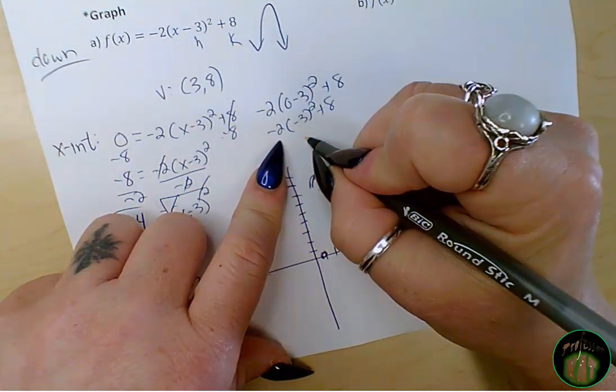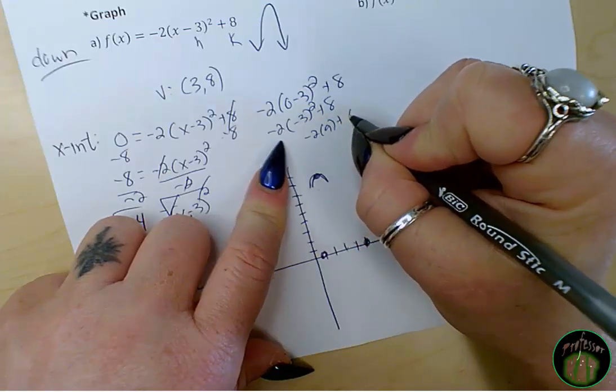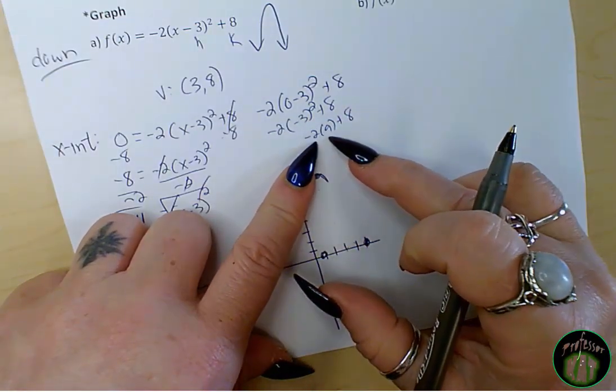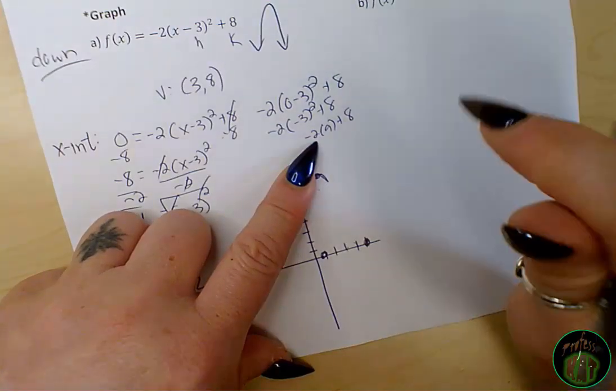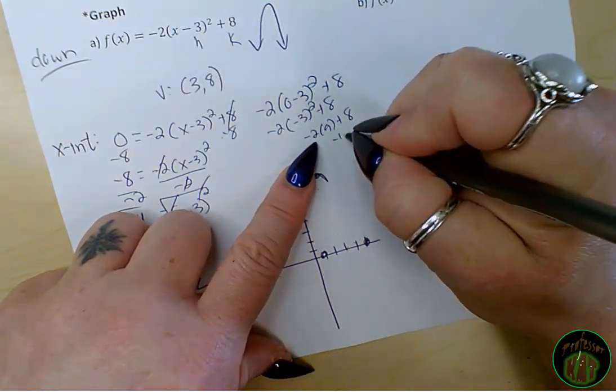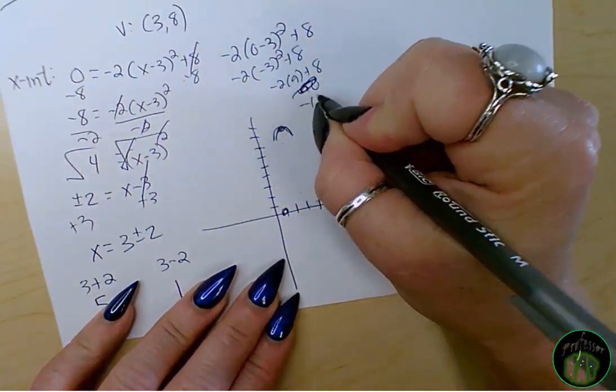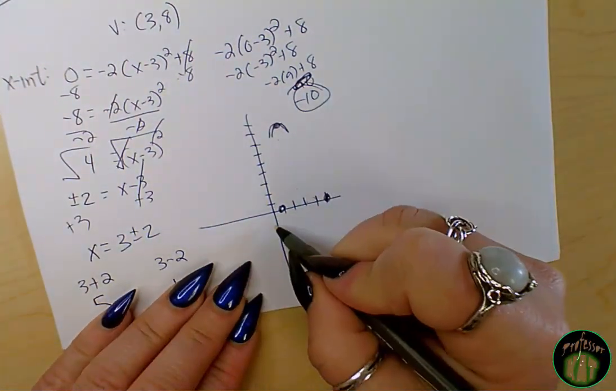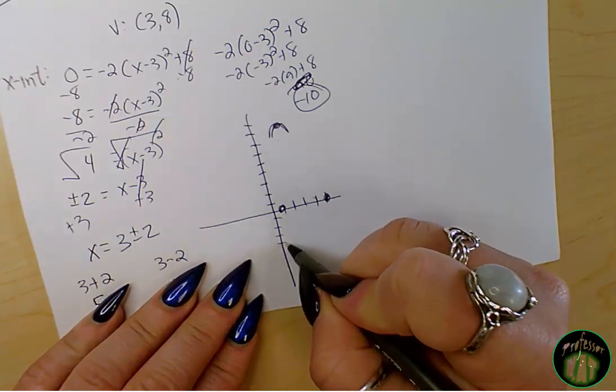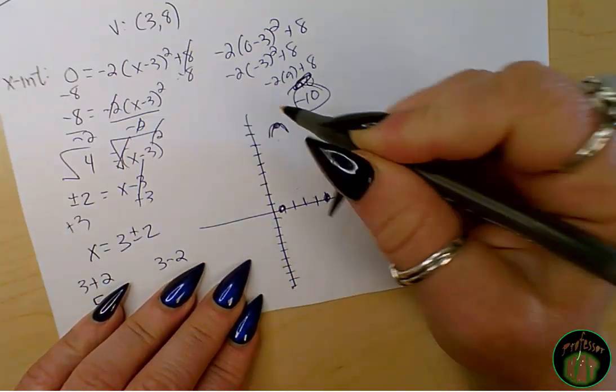Negative 3 times negative 3 is a 9. 9 times negative 2 does give us a negative 18. And negative 18 plus 8 is a negative 10. So we are going to have a negative 10, 1, 2, 3, 4, 5, 6, 7, 8, 9, 10.